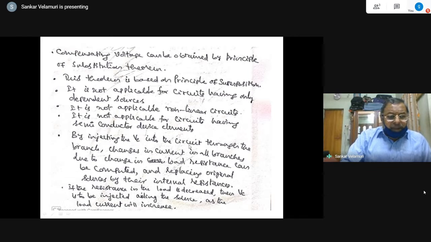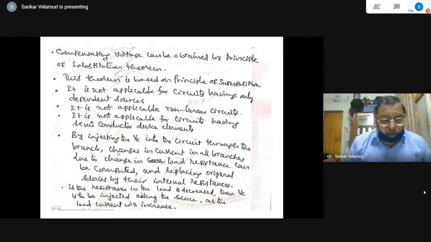By injecting a compensating voltage VC into the circuit through the branch, changes in current in all branches due to change in load resistance can be computed, replacing the original sources by their internal resistance. Here you have to be careful about what is meant by change. Change in the resistance implies the change, and the explanation also will be this compensating voltage, once it is injected into the circuit. Terminology seems to be complex and no word can be cut in this, so it is a complete sentence that has to be understood carefully.